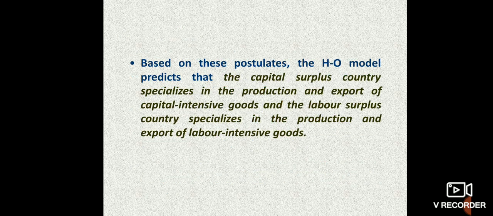Okay. So based on these proportions, the Heckscher-Ohlin model predicts that the capital surplus country specializes in the production and export of capital intensive goods, and the labor surplus country specializes in the production and export of labor intensive goods. Okay, so those countries which have more capital and less labor should produce the capital intensive goods and export them to other countries, and those countries which have more labor and less capital should produce the labor intensive goods and export them to the other countries.